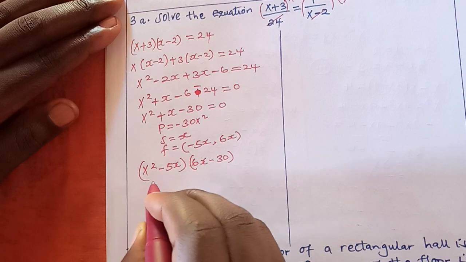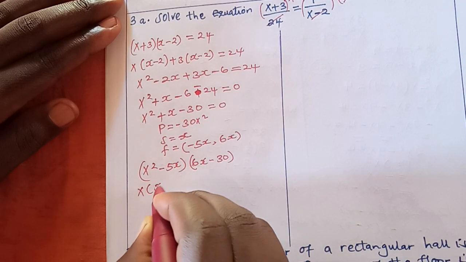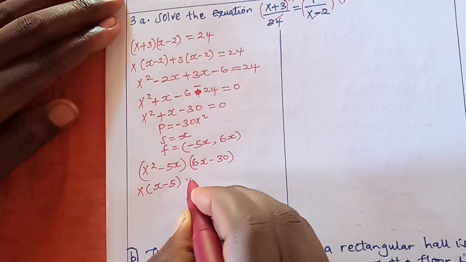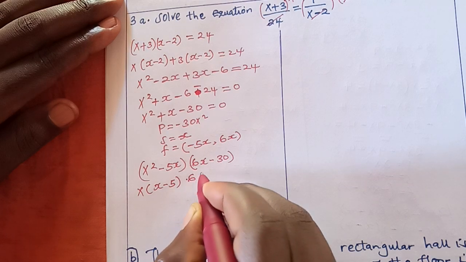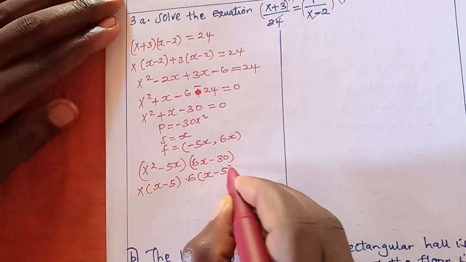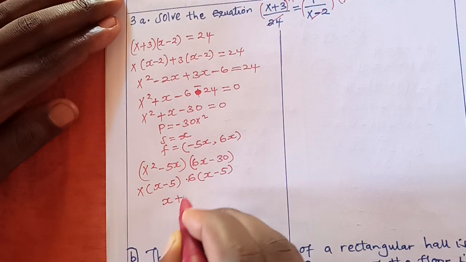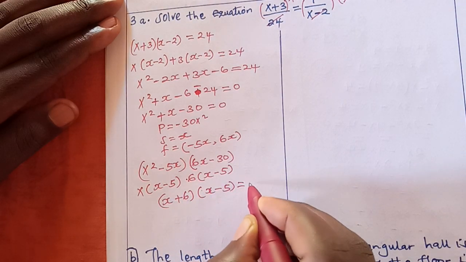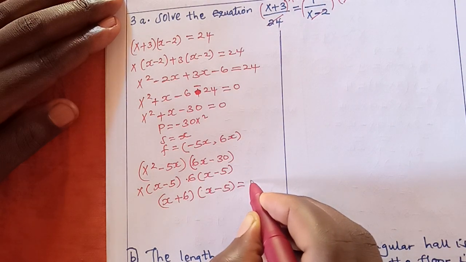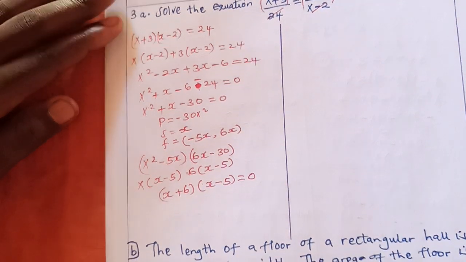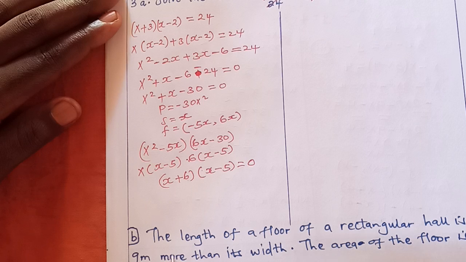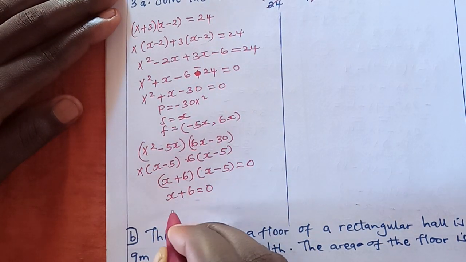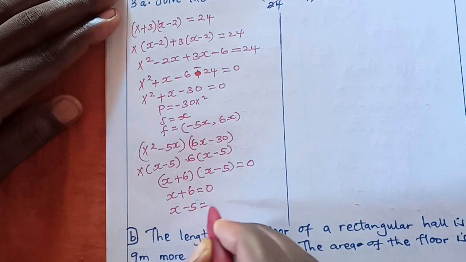In the first bracket, the common factor is x. You multiply by x, you take away 5. In the second bracket, it is going to be 6. You multiply by x, you take away 5. So x plus 6, multiplied by x minus 5, gives us the quadratic equation. Now x plus 6 is equal to 0 and x minus 5 is equal to 0.